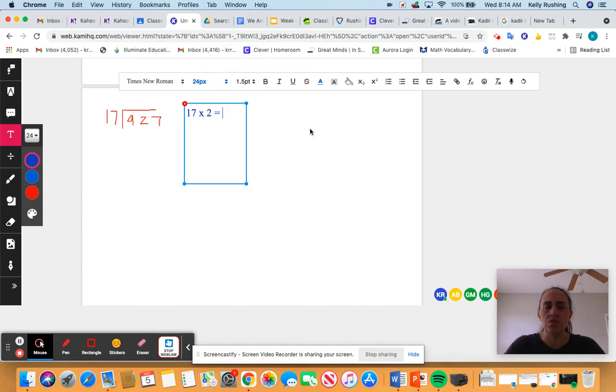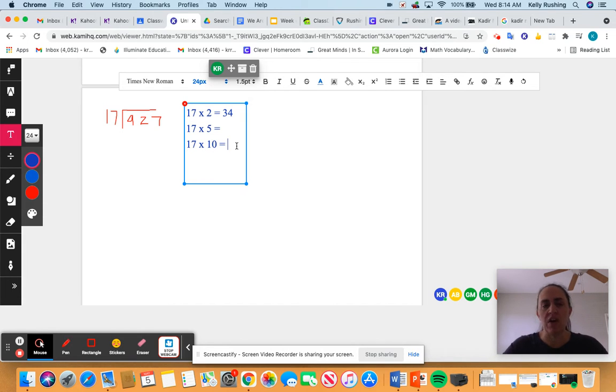So we start with 2, 17 times 2, 34. We always do 2, 5, and 10. Now, something like 17 times 5 might not be really easy for you to solve in your head. And remember, the whole point of our list of facts is to use things that we can solve using mental math or that we just automatically know, that we've memorized at this point.